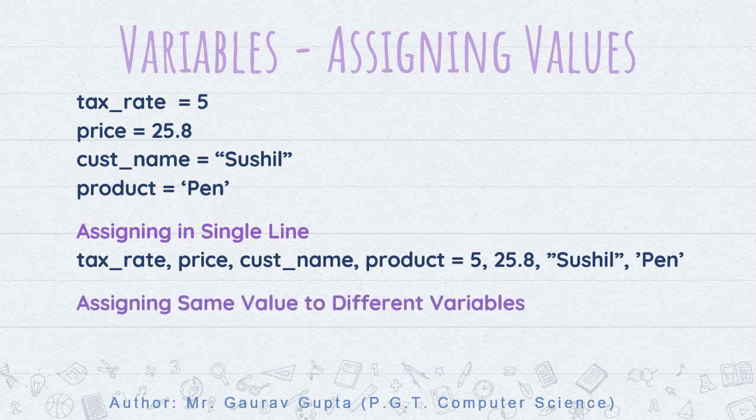Assigning the same value to different variables. A = B = C = 5. This will assign value 5 to all the variables A, B, and C.